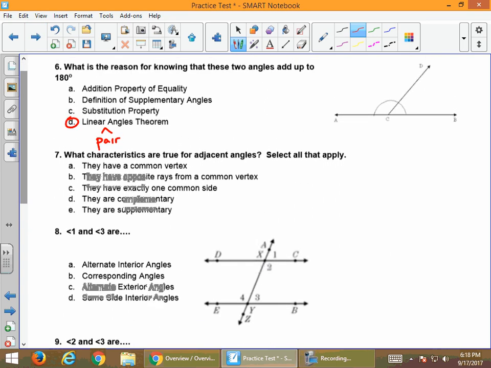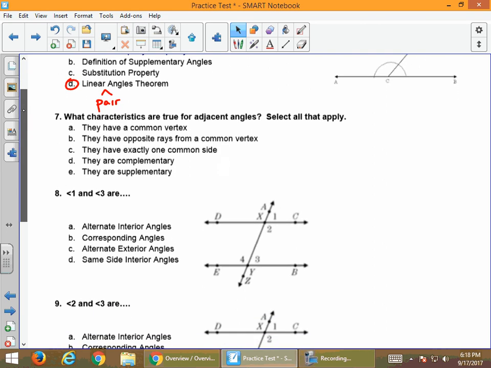This one is not supplementary because it does not say anything about these two things being supplementary. If it said that angle ACD and angle, I don't know, XYZ are supplementary, then why do they add up to 180? That's the definition of supplementary. But here I'm just looking at a picture of two adjacent angles that make up a straight line, so that is the linear angle theorem.